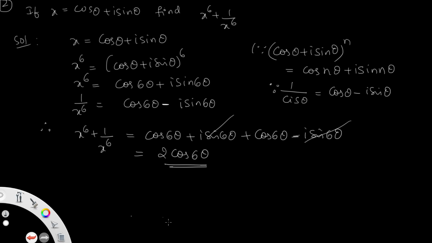First and second are the most repeated questions for IPE. If you need to practice again. Next, what is the question given? If x equal to cos theta plus i sin theta, find x power 6 plus 1 by x power 6.